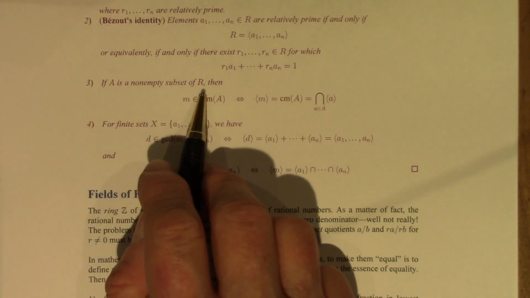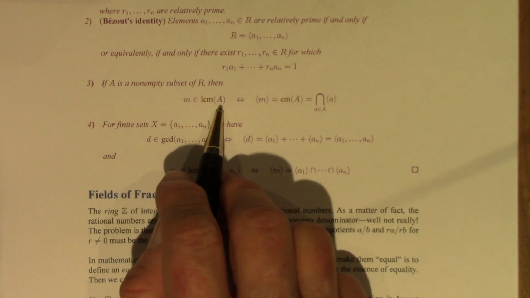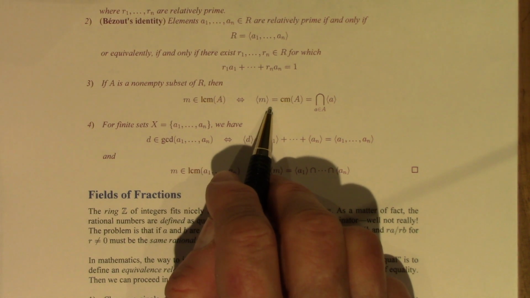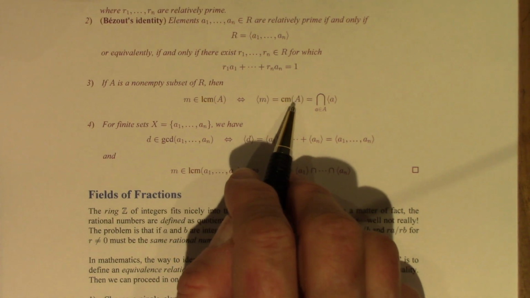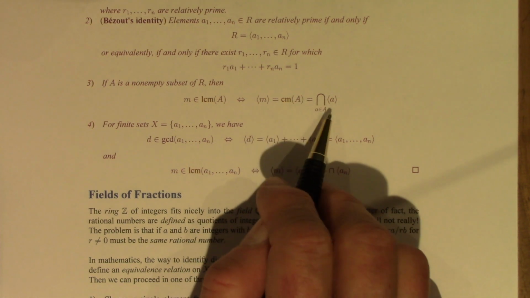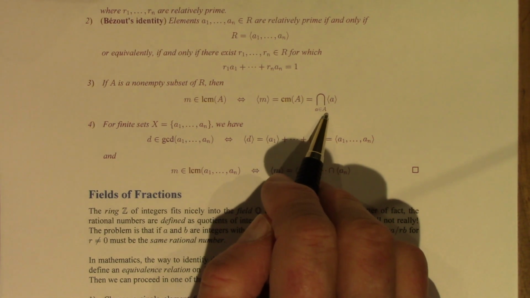If A is a non-empty subset of R, then M is a least common multiple of A if and only if the ideal generated by M is equal to the set of common multiples of A, and that's the intersection of the principal ideals generated by the elements of A.